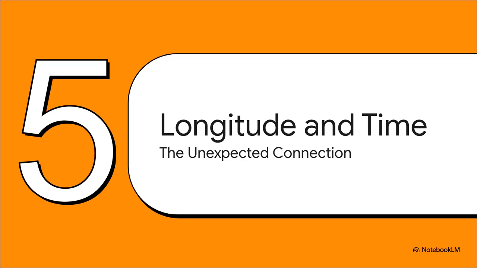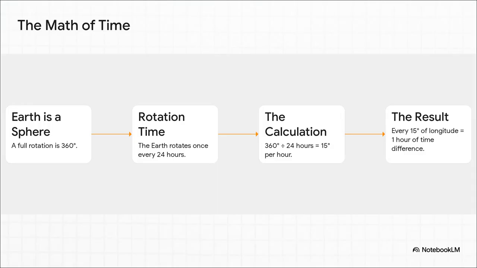But here's where it gets really, really cool. Longitude doesn't just tell us where we are, it also tells us when we are. This grid has a kind of secret connection to time itself. And the math behind it is actually surprisingly simple.